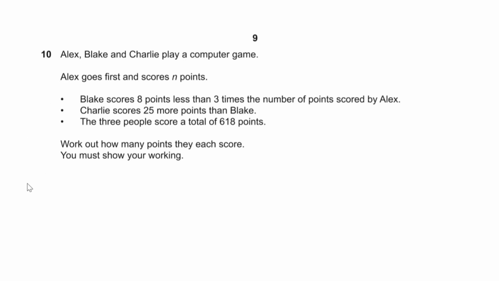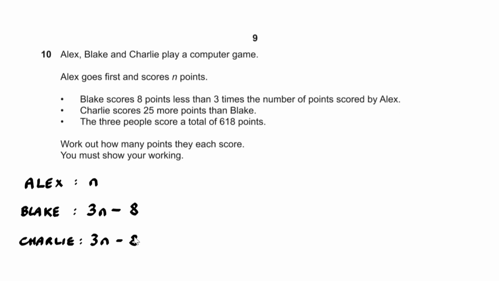So Alex, we know he scores n. Then if we take a look at how many Blake scores, he scores 8 less than 3 times the number of points scored by Alex. So we have 3n subtract 8. And then Charlie scores 25 more points than Blake. So if we take a look at how many points Charlie scores, we have 3n subtract 8, which is Blake's score, and then to this we add 25.